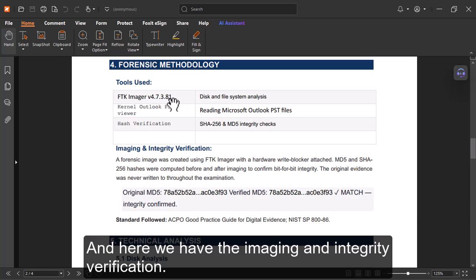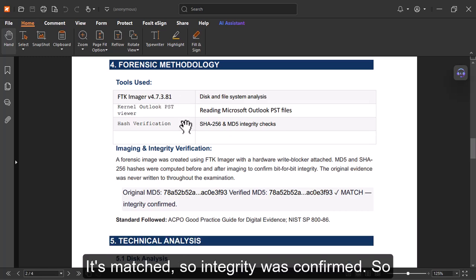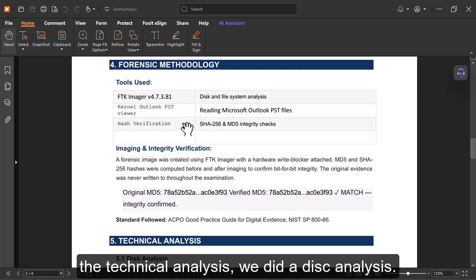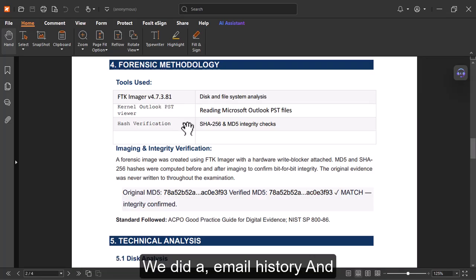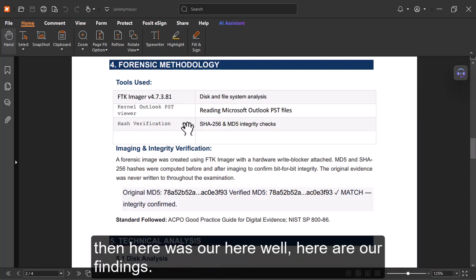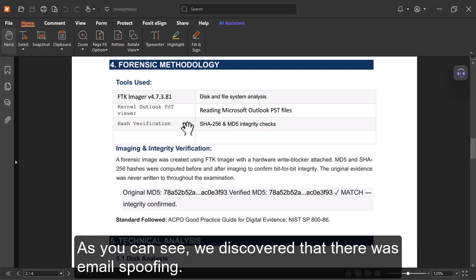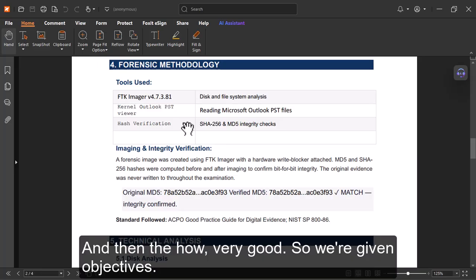And here we have the imaging and integrity verification matched, so integrity was confirmed. So the technical analysis, we did a disk analysis, we did the email history, and then here are our findings. As you can see, we discovered that there was email spoofing, and then the how. Very good. So we're given objectives.